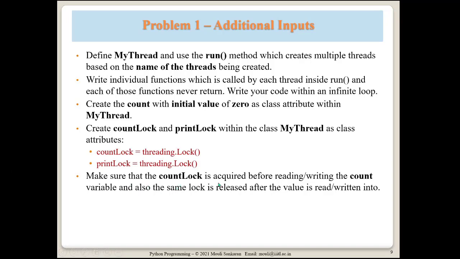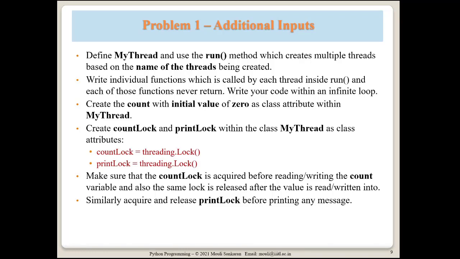Make sure that the count lock is acquired before reading or writing the count variable, and also that the same lock is released after the value is read and written. Make sure that you are immediately releasing it. Similarly, acquire and release the print lock before printing any message. Increment thread will not print anything. It will quietly increment and go off, whereas the other tasks are printing, and they print only when they have a valid value.